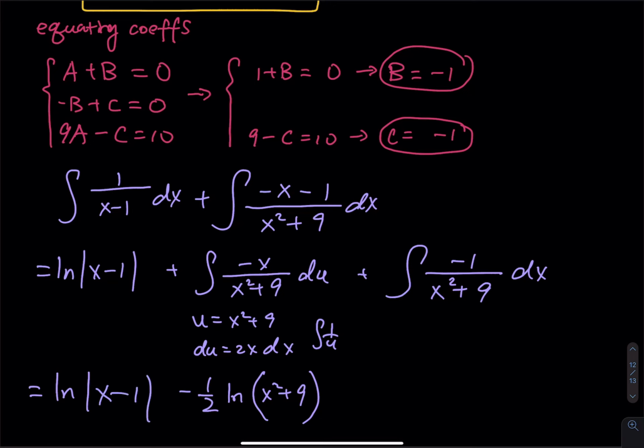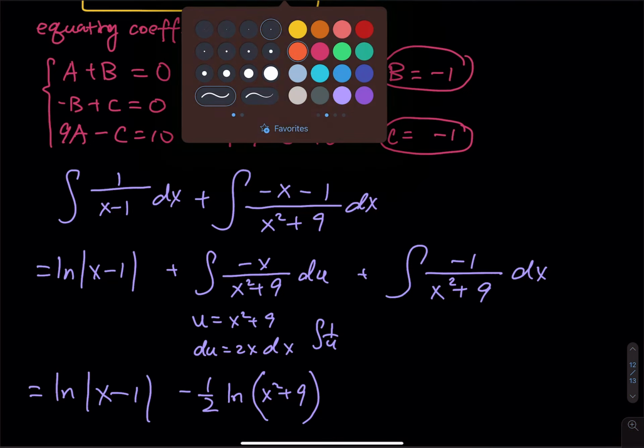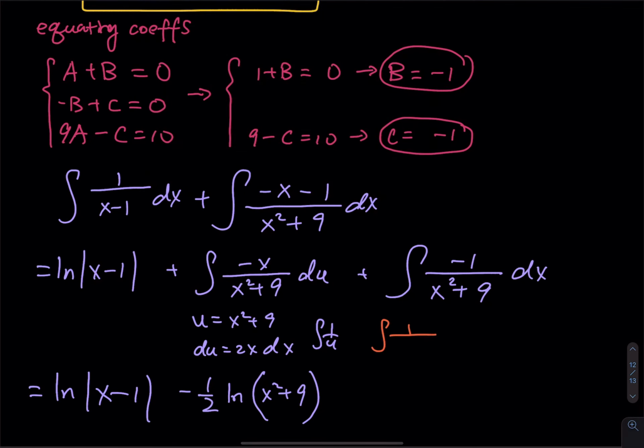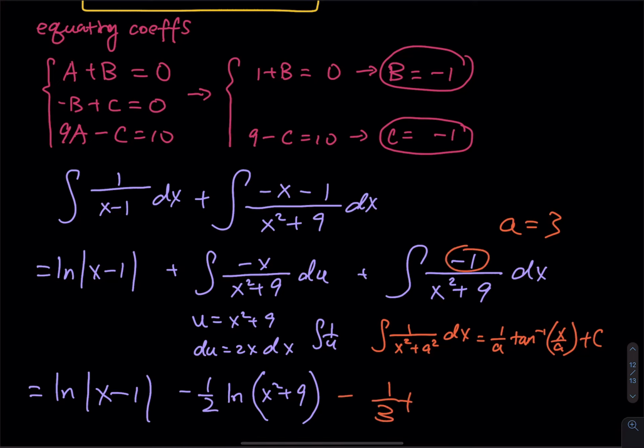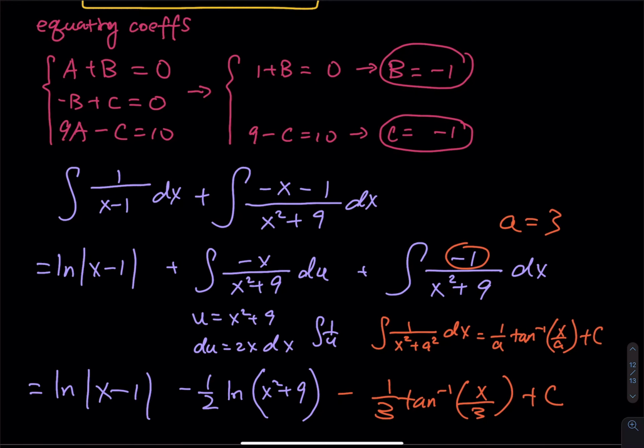And then the last one, I have to remind you of a formula. The integral of 1 divided by x squared plus a squared dx is equal to 1 over a, times inverse tangent, which is arctangent, of x over a, plus c. So here, a is equal to 3, because 3 squared is equal to 9. And then the last one, you have minus, right? So this is minus 1 over 3, and then inverse tangent of x divided by 3, and then plus c. So that is the end of this problem.